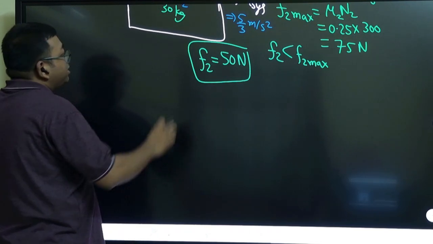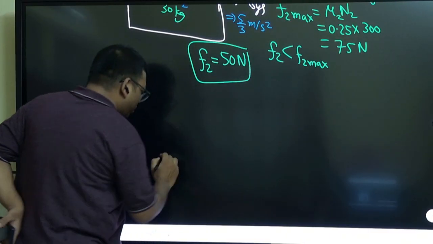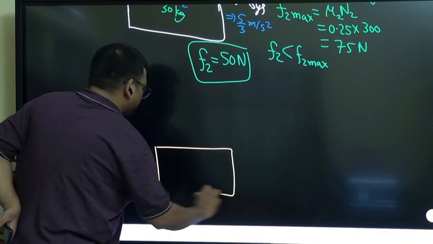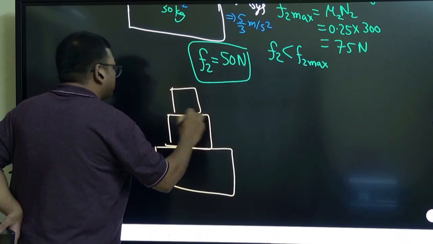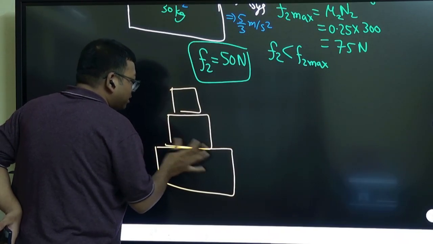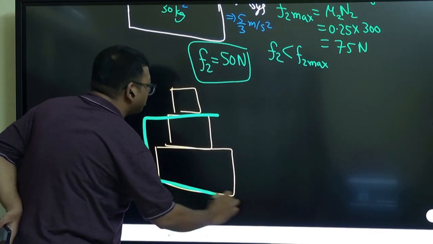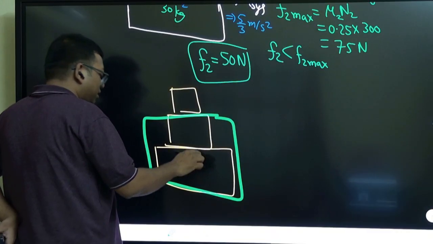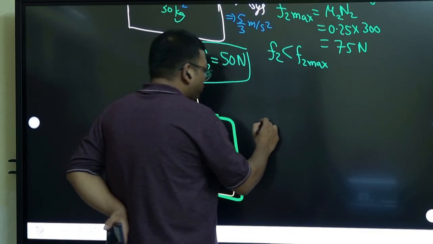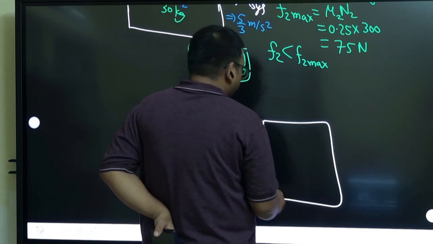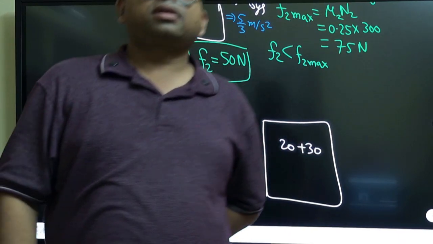So now we have understood that there is no relative motion between the lowest block and the second one, right? Three blocks are there, right? So between these, there is no relative motion happening. Then what we can do is combine these two as one block. That means the second and third you combine now as a system. Okay. So if you combine the second and third, that will be 20 plus 30, right? Okay. Second and third.